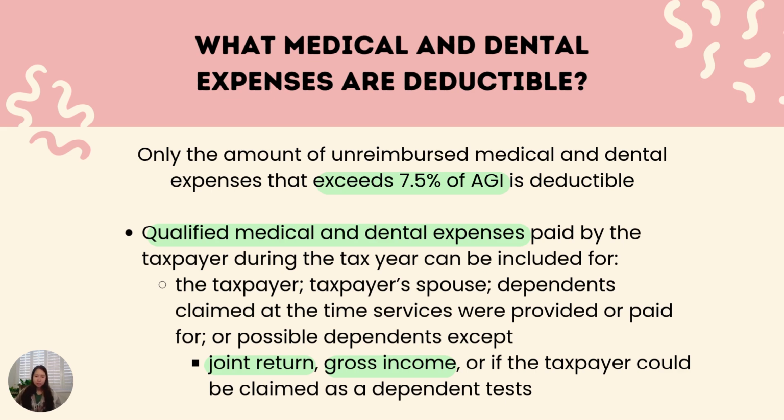And what I mean by possible dependents is that in our dependents lesson, we covered the different tests that you have to meet in order to be a dependent. And you had to meet all those tests to be either a qualifying child dependent or a qualifying relative dependent. Well, if the possible dependent passes all the other tests except the joint return, the gross income, or the claiming as a dependent tests, if they fail those ones only, then you can still include the medical and dental expenses paid for them. It's just like a little exception.